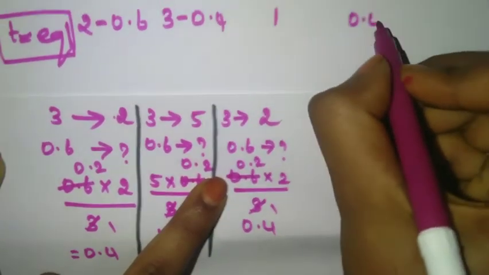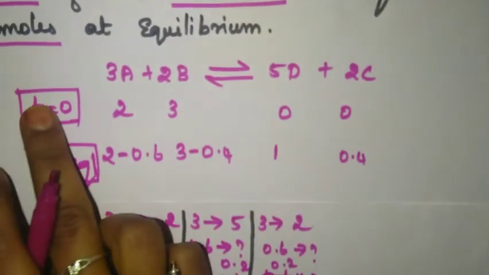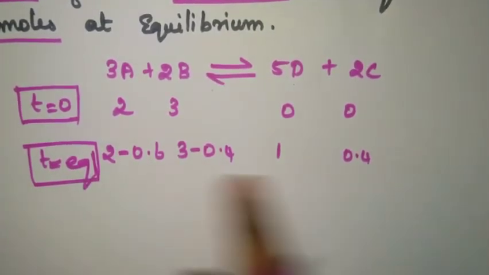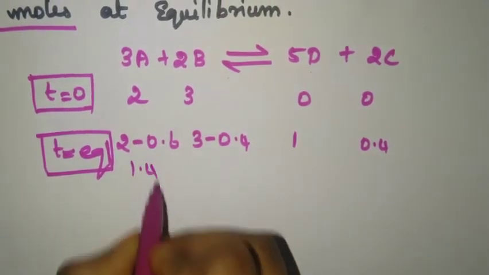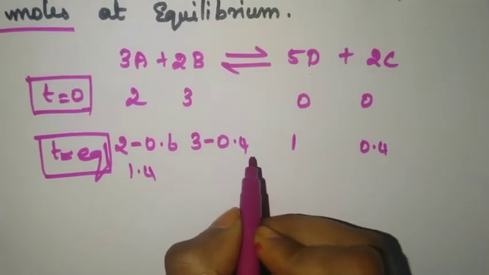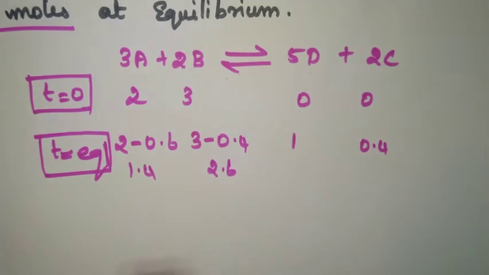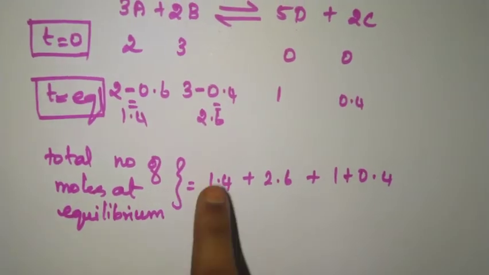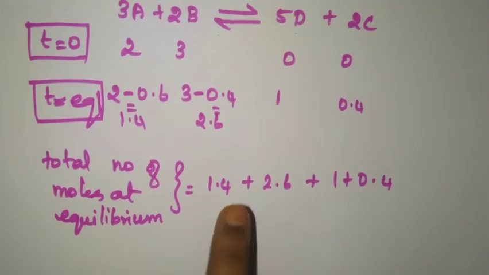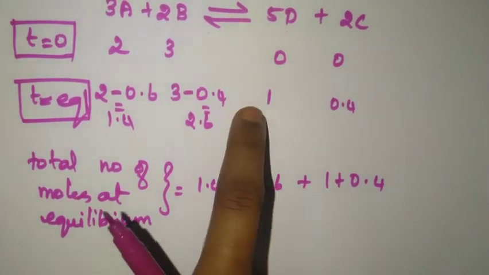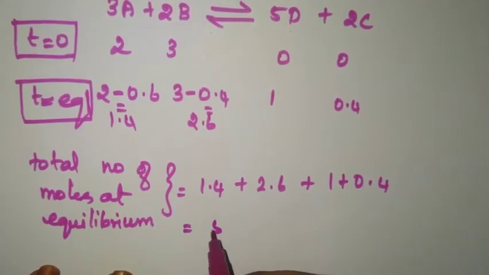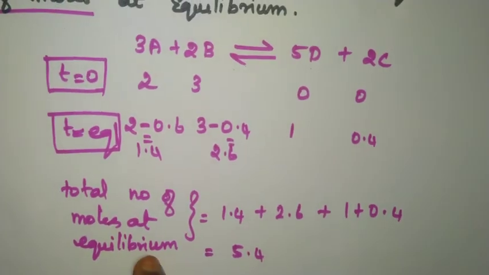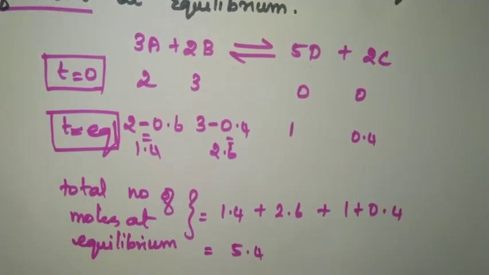So here 0.4. They are asking you to find the total number of moles. So for the total number of moles at equilibrium, you have to calculate all these points. Before that, we have to do this: 2 minus 0.6 gives 1.4, and 3 minus 0.4 gives 2.6. So for the total number of moles at equilibrium, you have to add all these. So we add 1.4 plus 2.6 plus 1 plus 0.4. If we add this, we get 5.4. At equilibrium, the total number of moles is equal to 5.4.